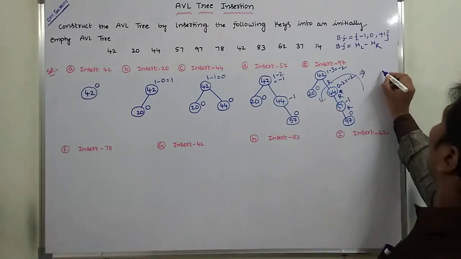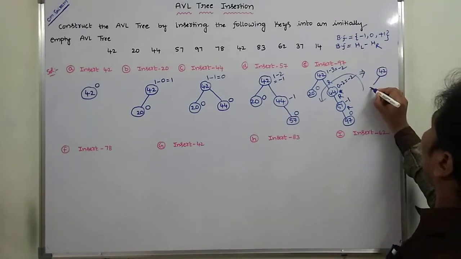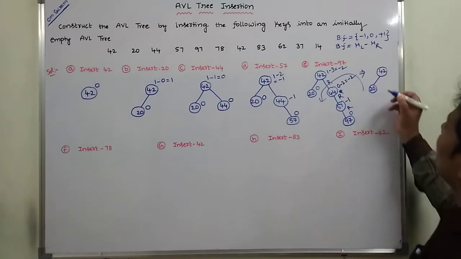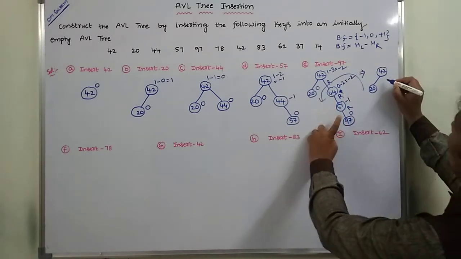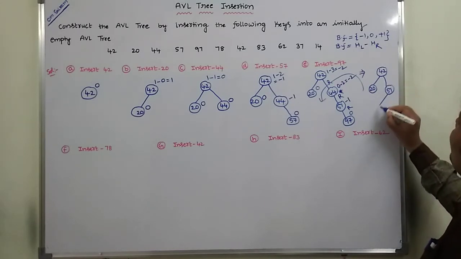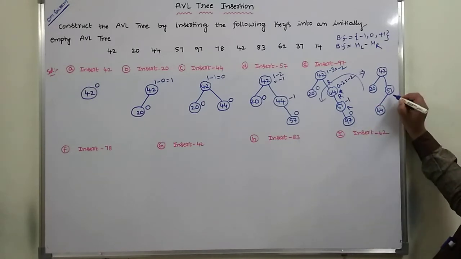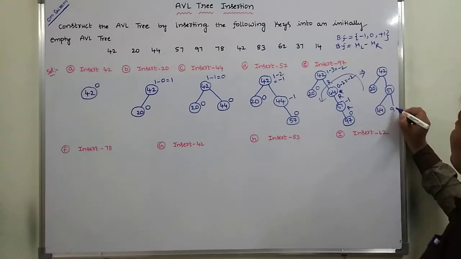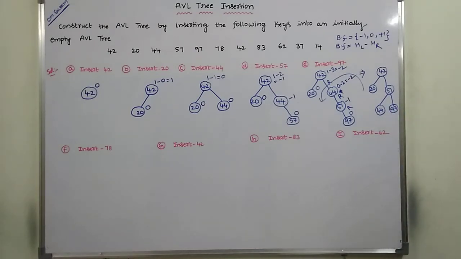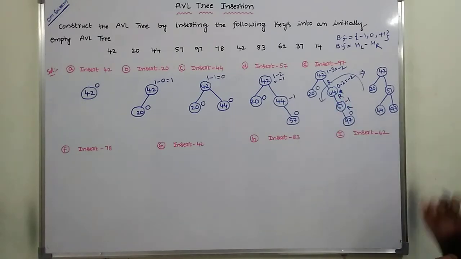Now 42 is the same. The left side is 20. The right child: 44 goes down, 57 goes up. So now 57 is up, 44 goes down, and 97 is the right child of 57. After performing the RR rotation with respect to the node 44, we are getting this tree.